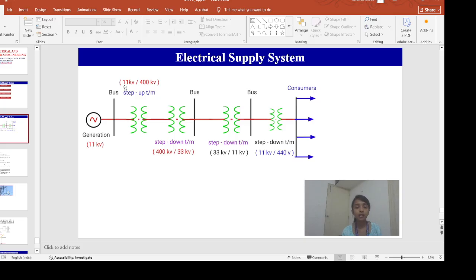We know P equals VI, right? Power equals voltage times current. So for a given amount of power, if I increase the voltage V, then the current I has to reduce. If the current flowing through the conductor reduces, then what will happen? The I squared R loss in the conductor will also be reduced. So in order to reduce the loss in the transmission line or conductor through which I am going to transmit this 11 kV power over a long distance, I am stepping up this voltage to 400 kilovolt using the step up transformer.